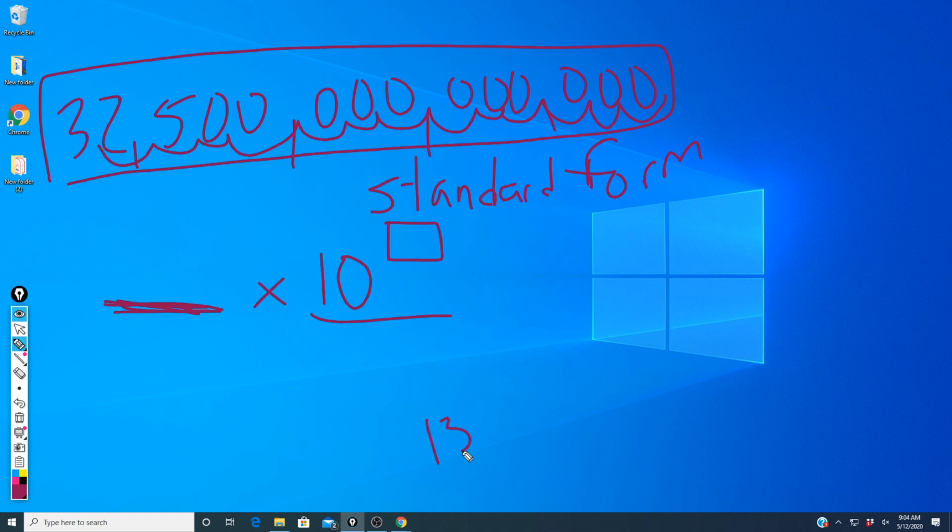And remember, this first factor needs to be between 1 and 10. It has to be above 1 and below 10 when writing something in scientific notation. So we move our decimal all the way over to where we get to that first number, as you see.